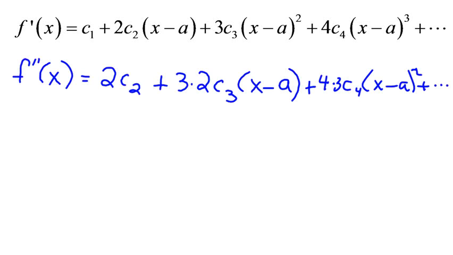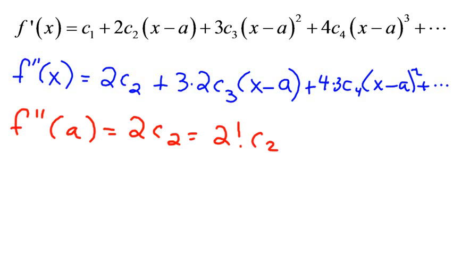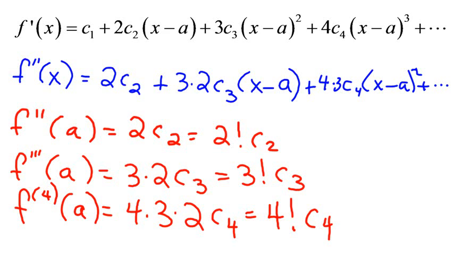Taking the second derivative and substituting a for x, the second derivative at a is equal to 2 factorial times the constant c sub 2. Continuing this process a couple more times reveals that the third derivative of f at a is equal to 3 factorial times c sub 3, and the fourth derivative at a is 4 factorial times the constant c sub 4.